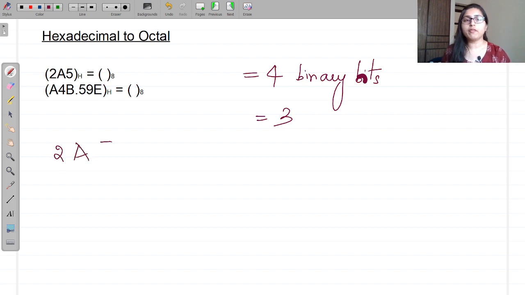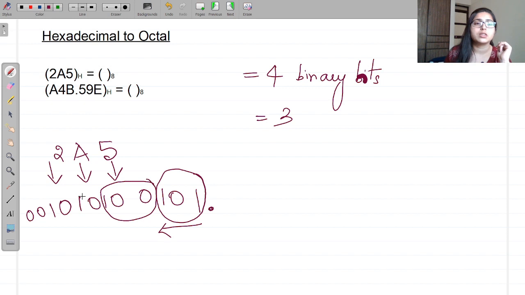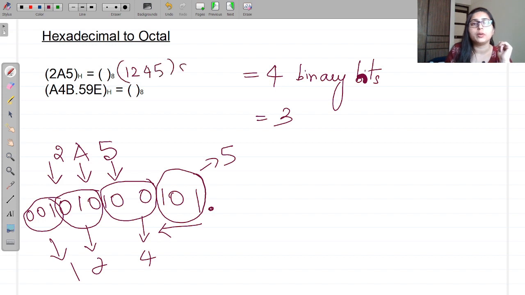So now I will take 2A5. Write 5. How will you write it? 0101. How will you write A? 1010. How will you write 2? 0010. Now start grouping from right to left. Always we are following this procedure, because I am imagining a hexadecimal point in this position. So now group it into 3 bits. Group it into 3 bits. 3 bits. So this is 5, this is 4, this is 2, this is 1. So it is 1245 octal.